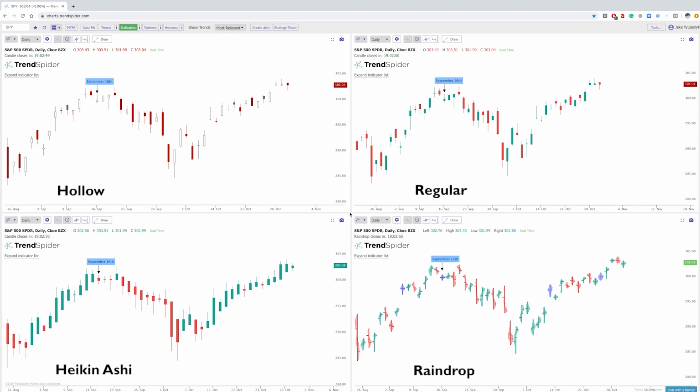So what we have here is the hollow candle, which is essentially the same as a regular candle here on the right. And what you have here is four different parts to each candle. You have the low of the day, which is the lower wick. You have the open in this particular case, which is the bottom of the candle body. You have the top of the candle body, which is the close in this case. And then you have the high of the day or the high of the period that you're looking at, which is the upper wick. In this case, this is a hollow red candle on September 16th, versus a solid green candle on September 16th on SPY, which is just the S&P 500 ETF.